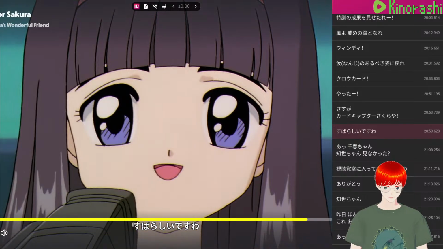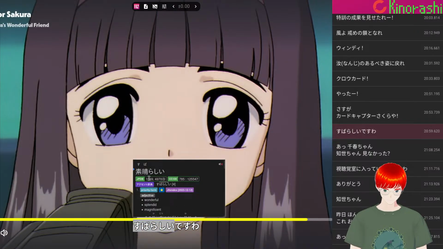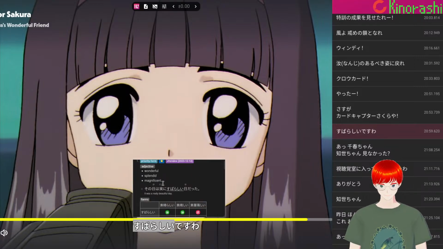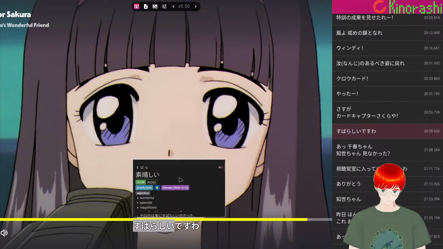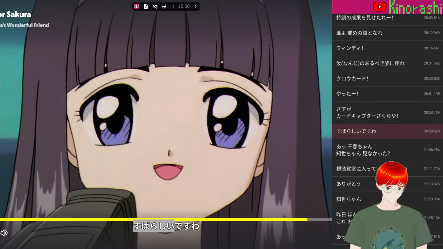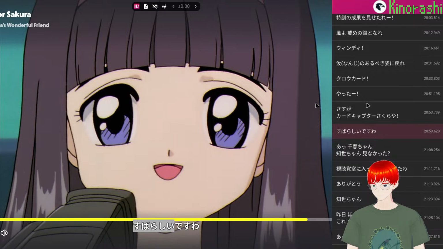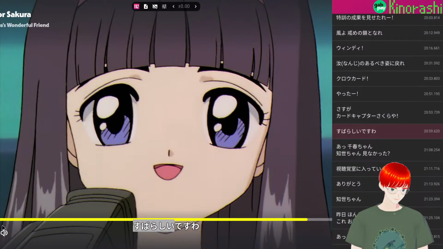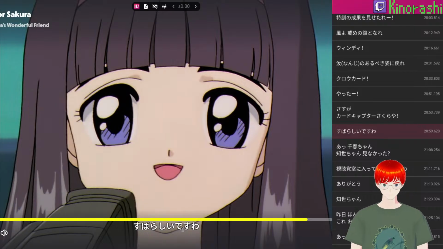Subarashi desu wa. Subarashi. Wonderful, splendid, magnificent. See, kanji comes from the elementary principle. Well, it means something about... So that somehow means wonderful. So she's saying it's wonderful.